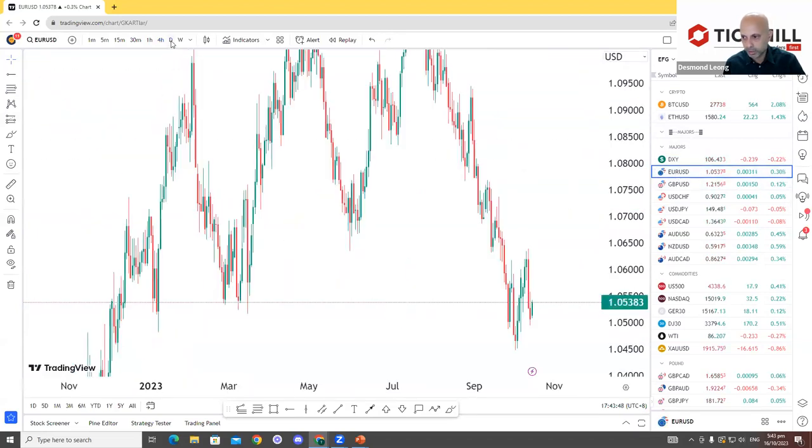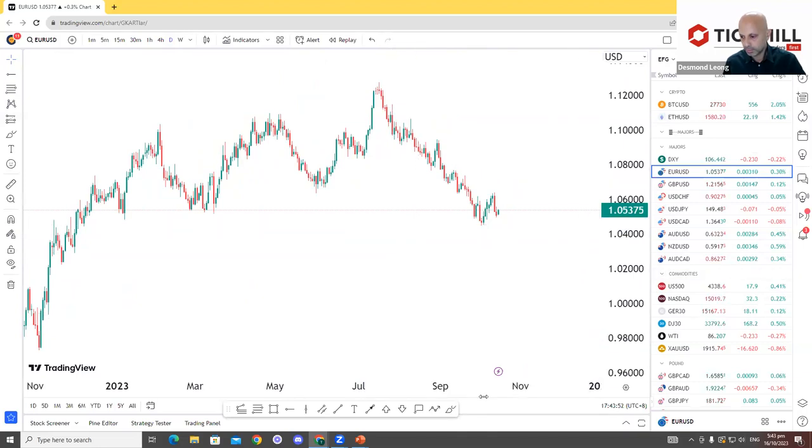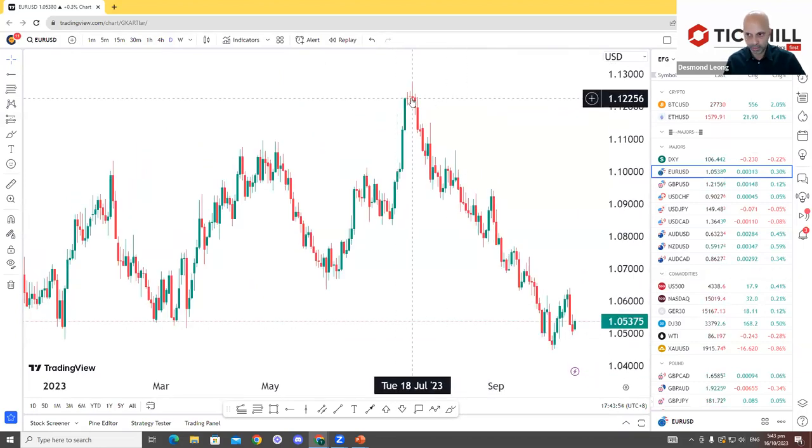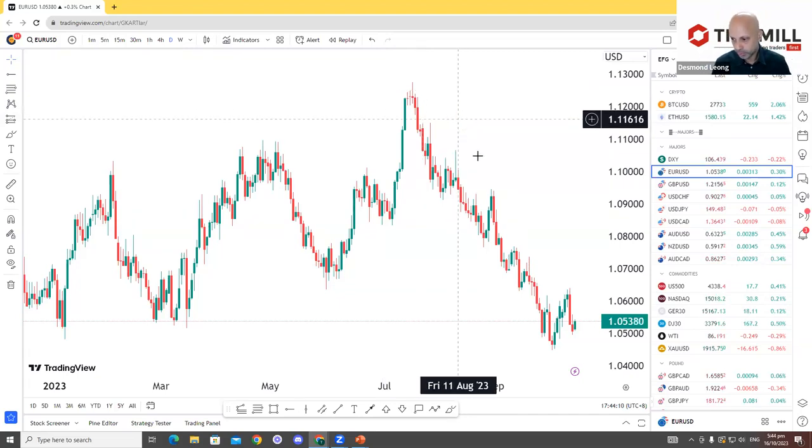Similarly, if you look at the daily time frame, as expected, since mid-July, of course, with the dollar index gaining significant strength over time, obviously, naturally, the euro is going to be falling over this period as well, which is what we are seeing on the charts here.